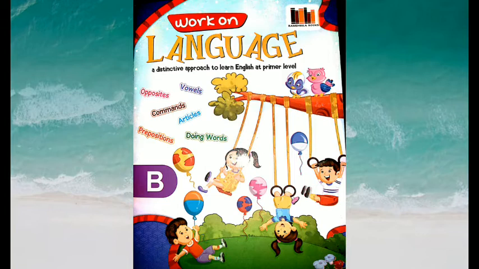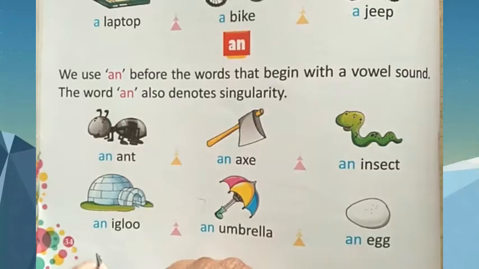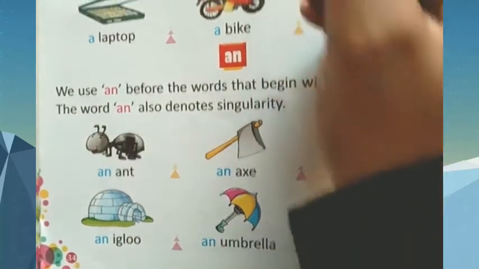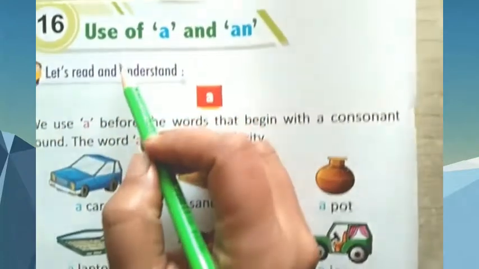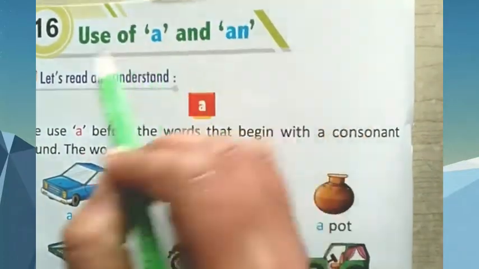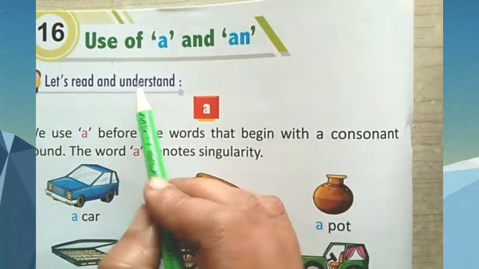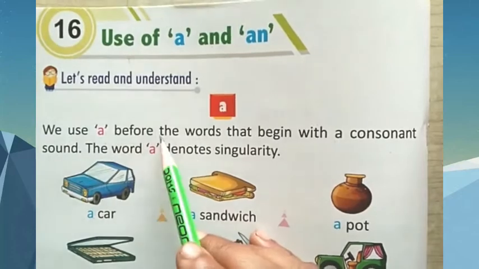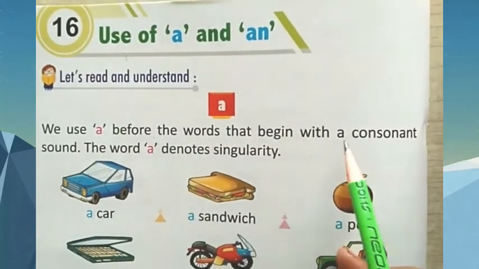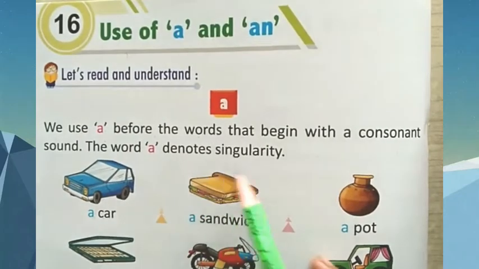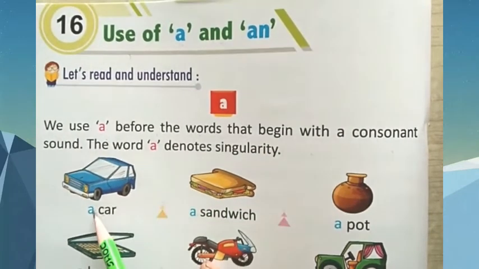Let's read this chapter from your English book, Work on Language. All of you open page number 34. On this page, you will see this lesson, use of a and an. Let's read and understand. A. We use a before the words that begin with a consonant sound. The word a denotes singularity.